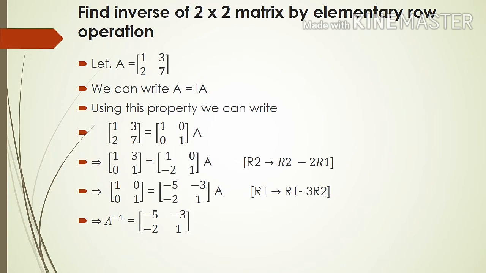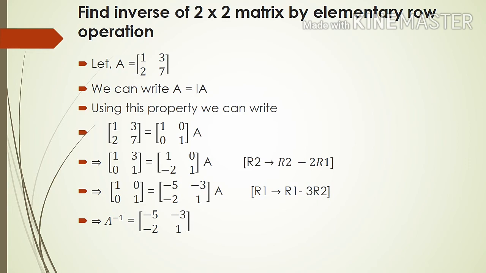This type of sums comes: find the inverse of a 2 by 2 matrix by elementary operations. Generally it is not mentioned whether to use row or column, so you can use either. Here one matrix A is given; we can write it, by the property, as A is equal to I into A, where I is an identity matrix. Using this property we can write A, that is the matrix 1 3 2 7, is equal to I, the identity matrix 1 0 0 1 of 2 by 2, into A. Our aim is to convert this left hand side matrix into the identity matrix 1 0 0 1. Whichever operations we use on the left hand side, the same operations we have to use on the right hand side identity matrix also.